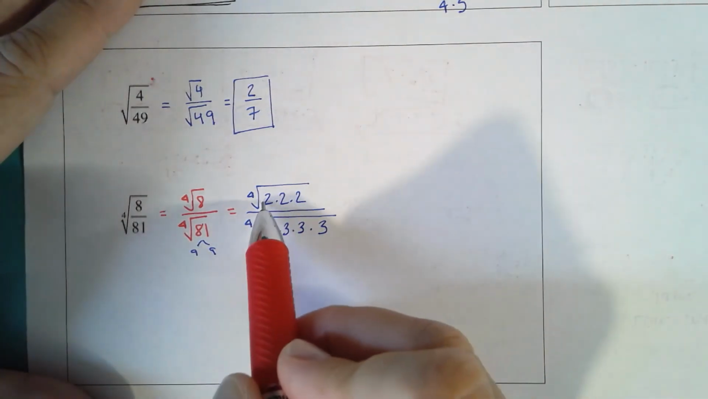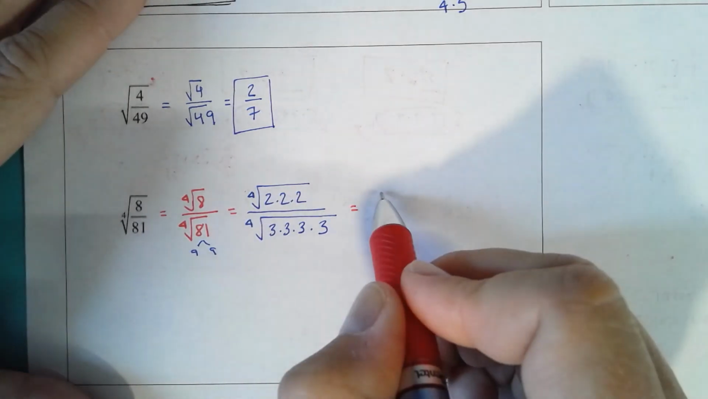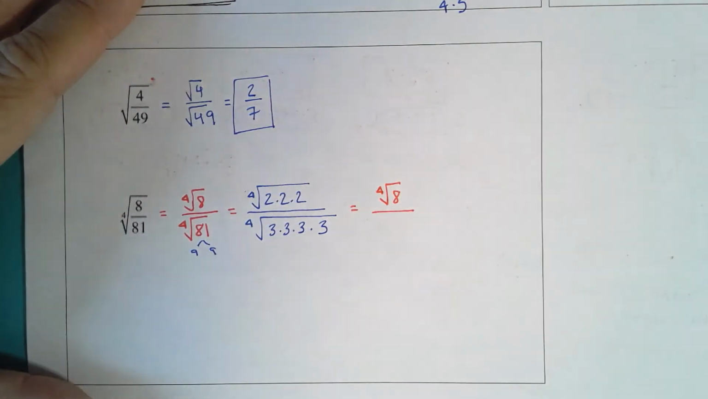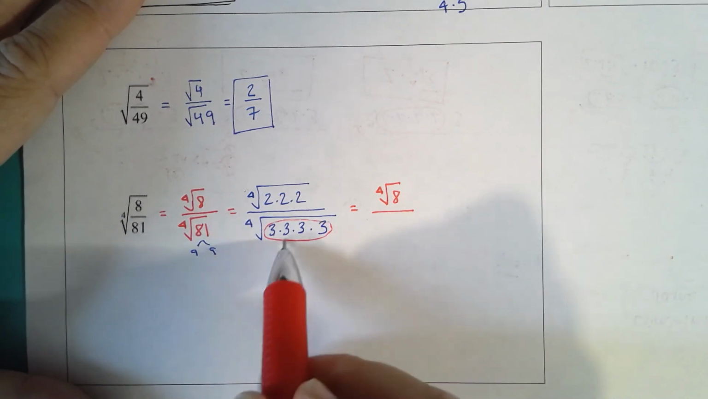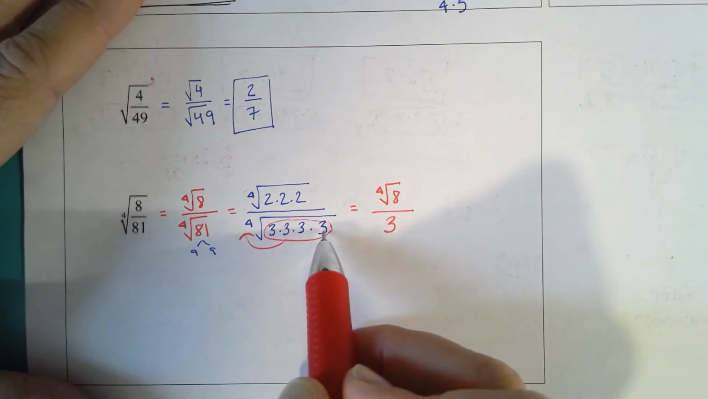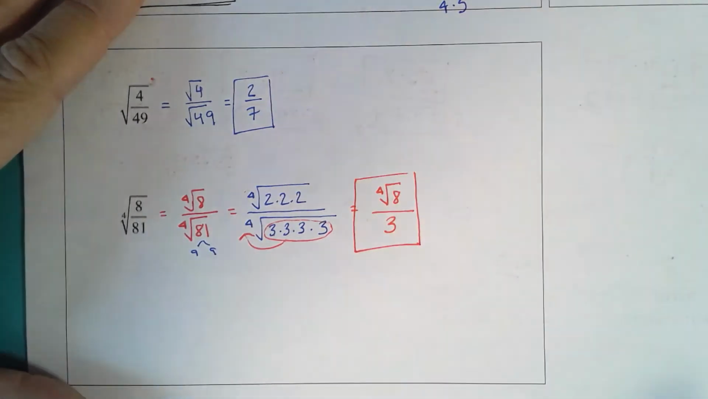Now, on top, it says I need to have 4 of a kind. I don't, so I can't simplify that. So we're going to leave the numerator as the fourth root of 8. There's nothing we can do. But on the bottom, we need 4. Oh, perfect. So on the bottom, the fourth root of 3 to the fourth is 3, and there's nothing left in the radical, so it's gone.